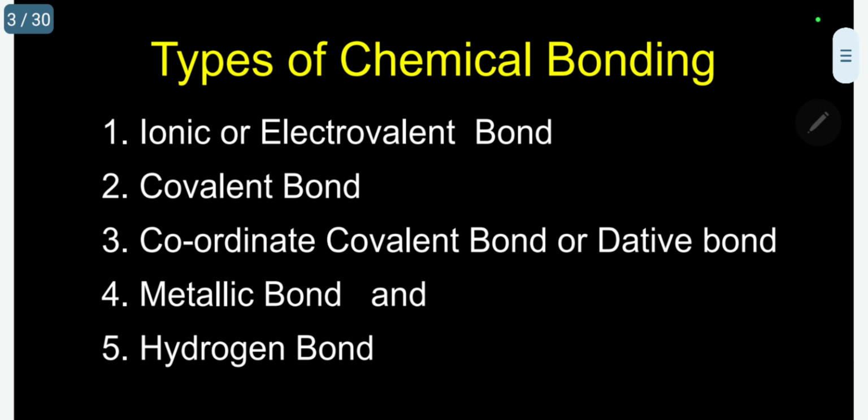Before starting, I want to give one important piece of information. To answer all the questions asked in chemical bonding, you must know the following subtopics very clearly. Ionic or electrovalent bond: under this, what is an ionic bond, what are the characteristics, then Fajan's rules, and then we have to think of lattice energy.